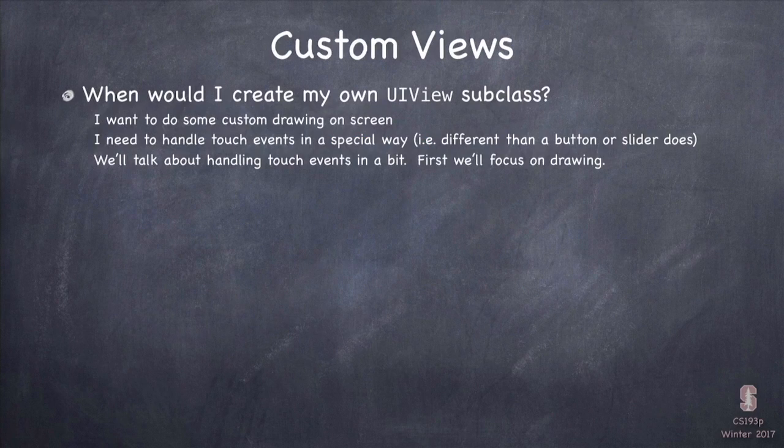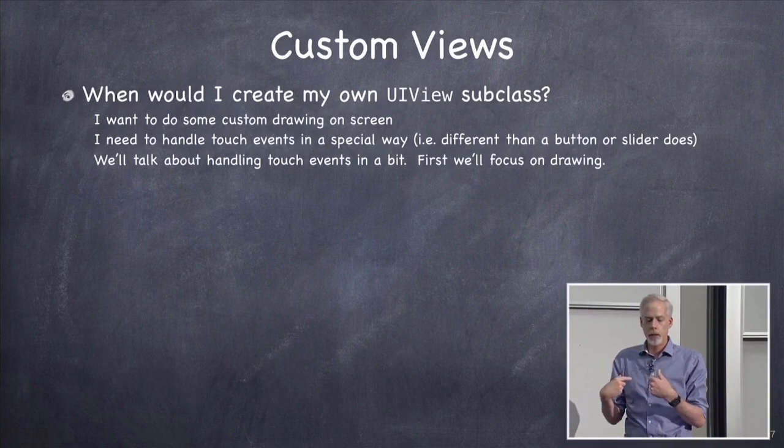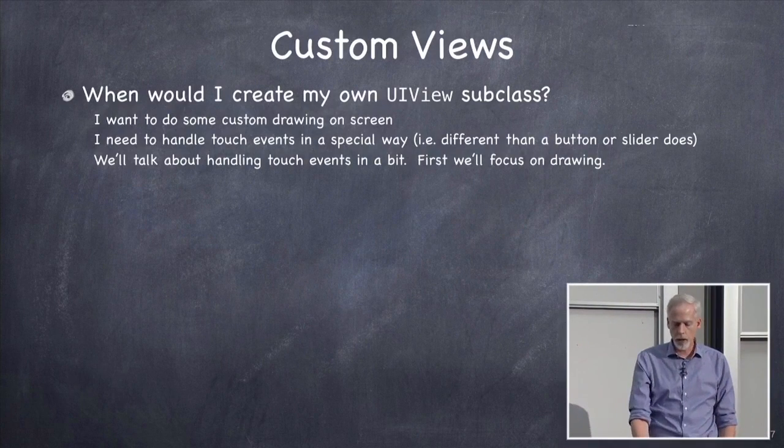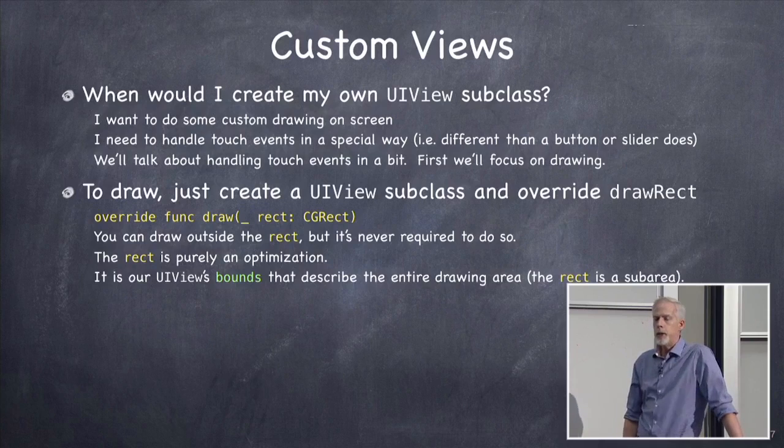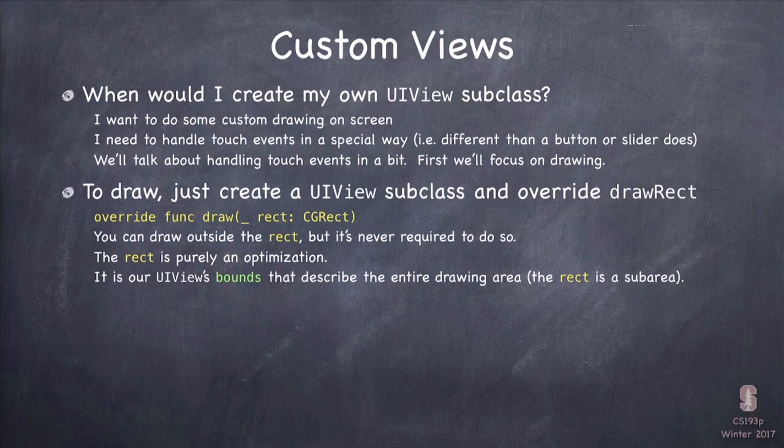Custom view. So why do I ever need a custom view? Either I need to do custom drawing or I need to do custom multi-touch input. Okay, those are the reasons that you're going to create a custom view. And so we're going to focus on the drawing, and the drawing is very, very simple. Okay, there's this one method that's called draw, and it takes one argument, which is a rect. Okay, for historical reasons, we sometimes call it draw rect, but it's not actually called draw rect anymore. It's called draw, and the argument is called rect.